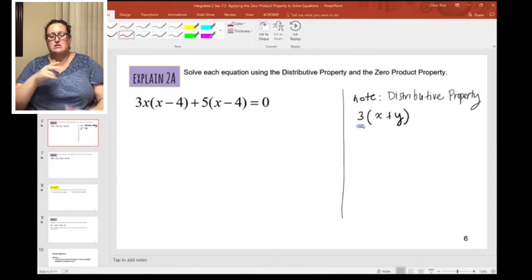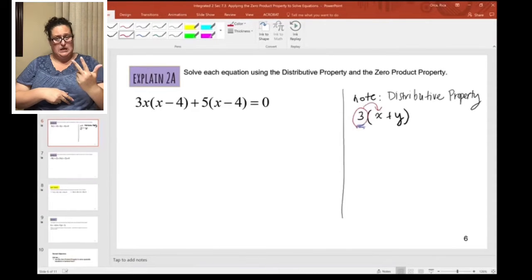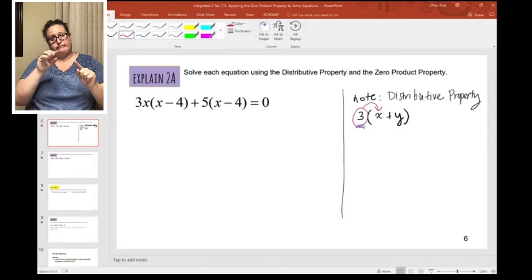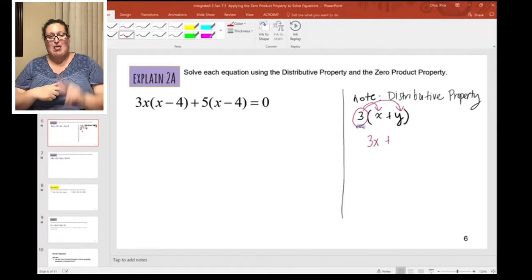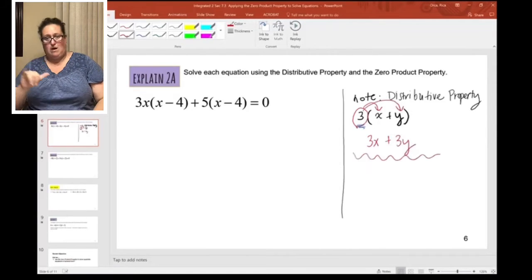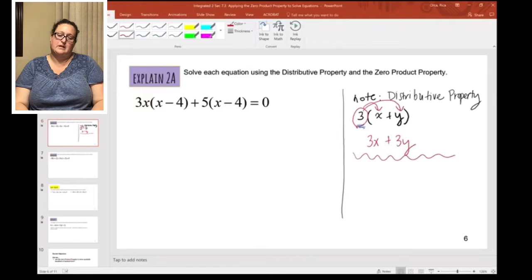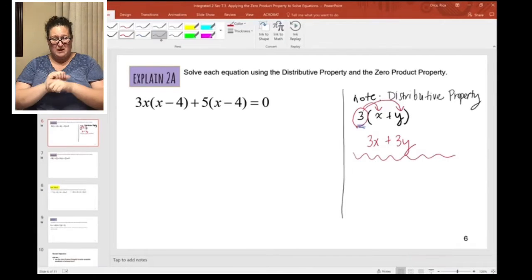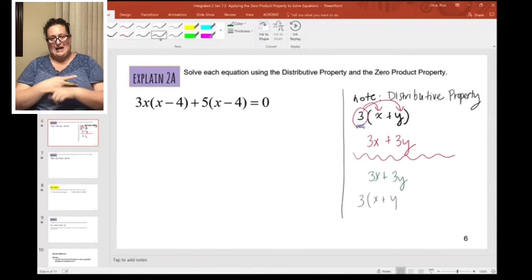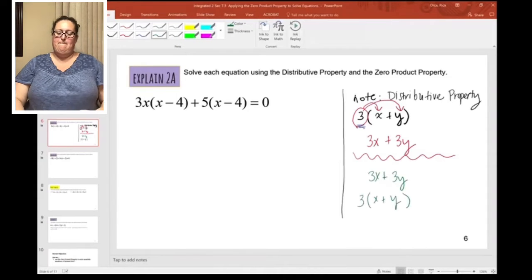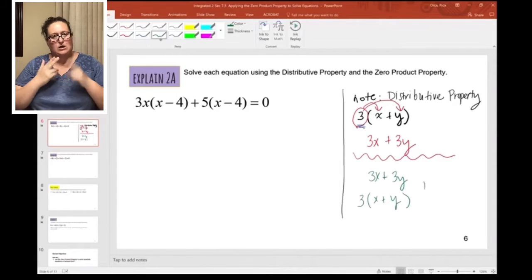How do we use the distributive property? Well, we just take the 3 and multiply it to each number inside of the parentheses. So 3 times x is 3x, and 3 times y is 3y. So in this problem, we're going to be working backwards. We're going to go from 3x plus 3y to 3 times x plus y. And we're going to use a technique called factoring.